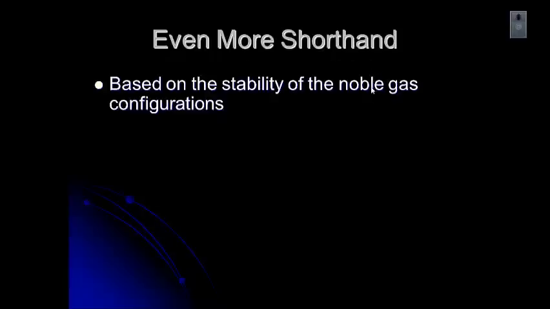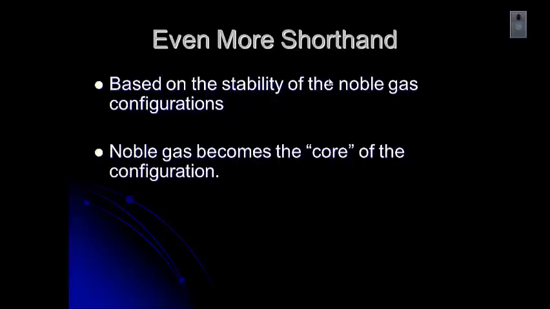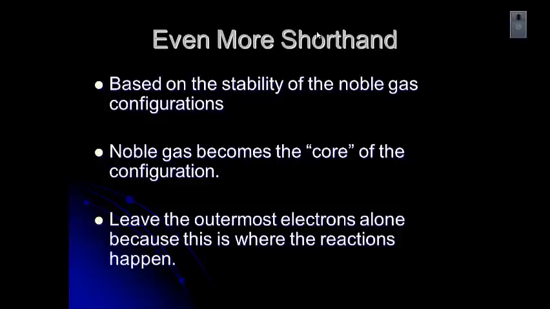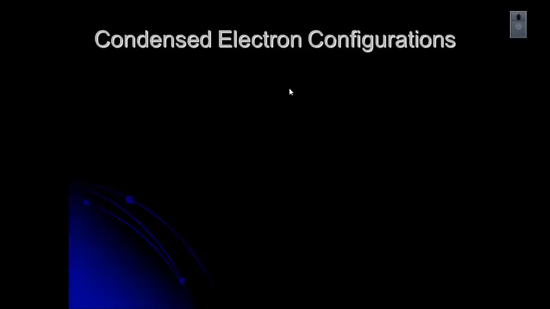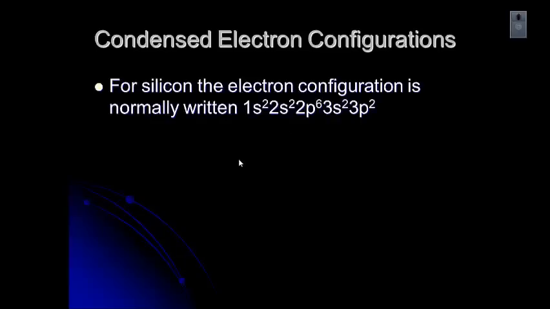Okay, so let's look at how to shorthand these, because I know we've written a lot of arrows and electron configurations. The core is really boring, no reactions really happen there, so what we do is we make a noble gas the core of the configuration. We leave those outermost electrons where they are. We write them just like we have because that's where the reactions occur. That's always exciting to see where the reactions occur. So let's look at some condensed electron configurations.